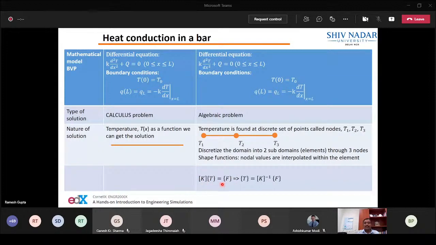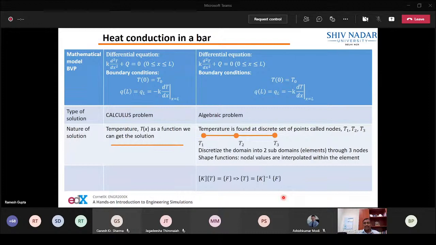K T is equal to F. The K stands for the stiffness, T stands for the unknown temperatures, or it may be nodal displacements in case of a structural analysis, and F is the externally applied force, which is on the right hand side. But these are algebraic equations, not differential equations, and the unknowns T are nothing but K inverse into F.